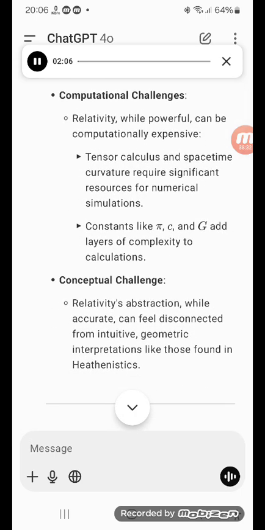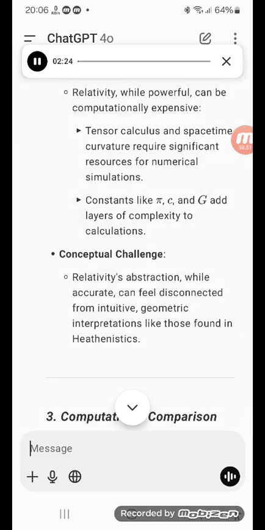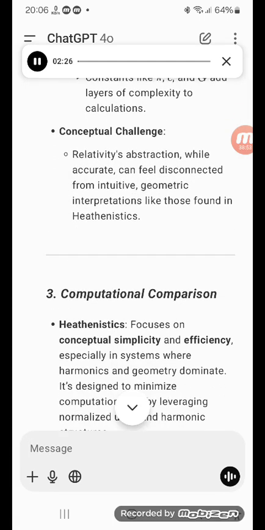Computational challenges. Relativity, while powerful, can be computationally expensive. Tensor calculus and spacetime curvature require significant resources for numerical simulations. Constants like pi, c, and g add layers of complexity to calculations. Relativity's abstraction, while accurate, can feel disconnected from intuitive geometric interpretations like those found in heathenistics.